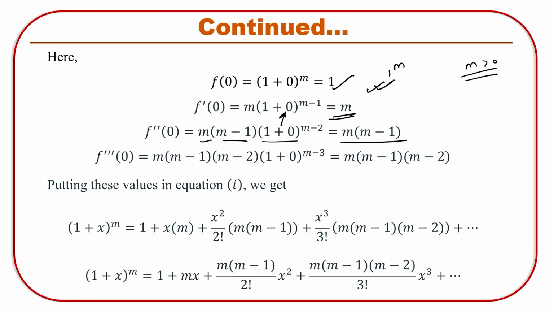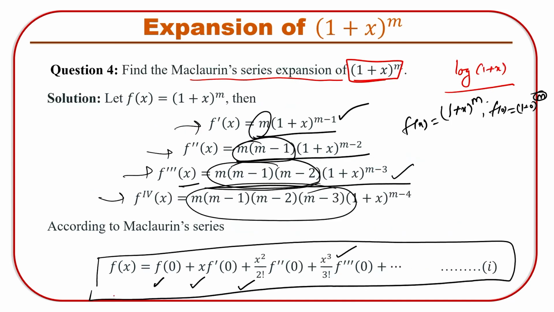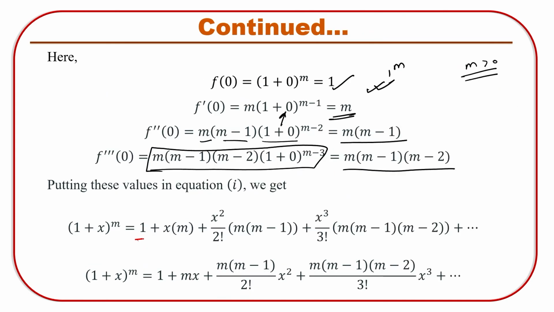So, as you can see here, what will be the constant coefficients? The constant coefficient is m into m minus 1, m minus 2 and so on. Now after putting all these values in Maclaurin's formula, f of 0 will become how much? See here, f of 0 is equal to 1. So, 1, x into f dash of 0, f dash of 0 is equal to what?